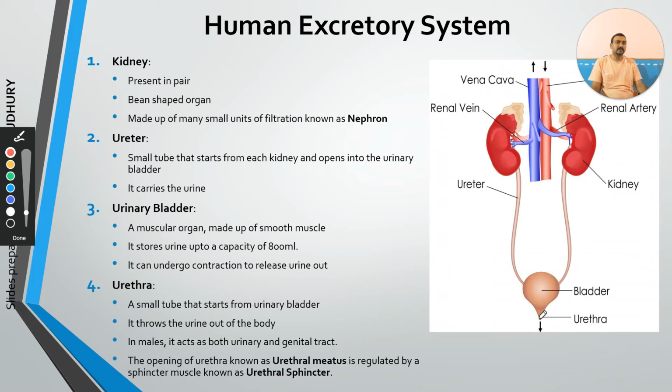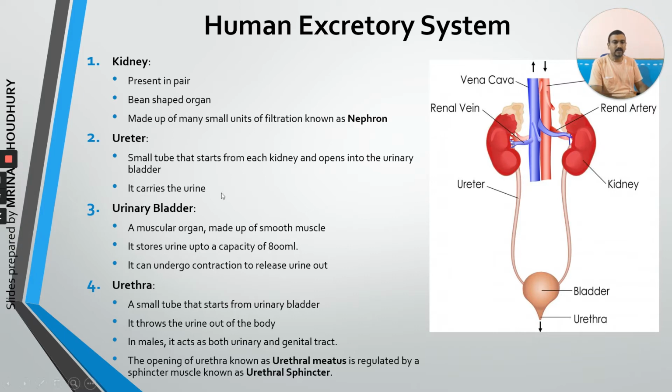But in case of females, it is quite short and it is only responsible for carrying urine. So it's a urinary tract exclusively in females. Then this urethra opens outside through a small opening which is called as urethral meatus. And this urethral meatus is regulated by a sphincter called as urethral sphincter, which regulates the exit of urine.